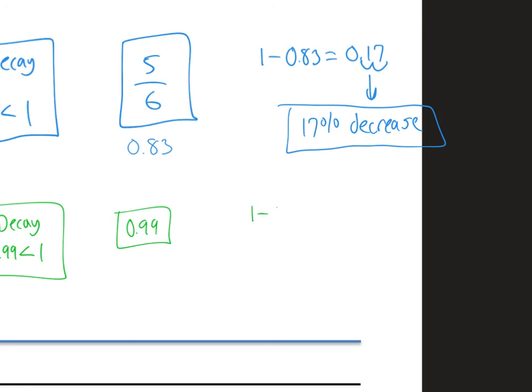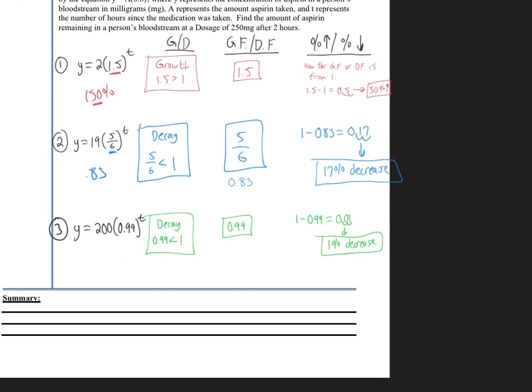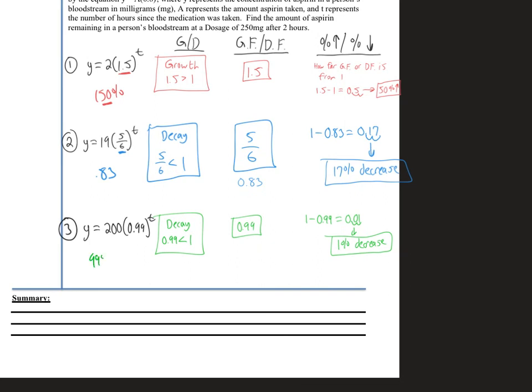1 is bigger, so we're going to do 1 minus 0.99, which equals 0.01. Convert it to a percent, move it 2 to the right. That's going to be a 1% decrease. And that's going to be our answer. Okay? And 0.99 is multiplying by 99% every time, which means we're decreasing it by 1%. This one, where it was 83%, we're decreasing by 17%. This one was 150%, we're increasing by 50% every time.